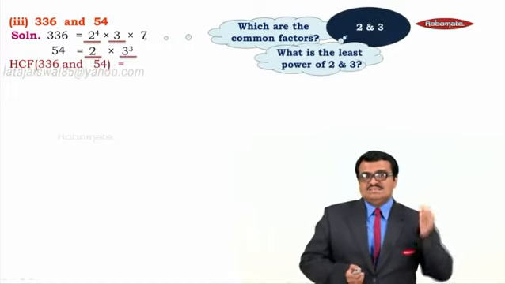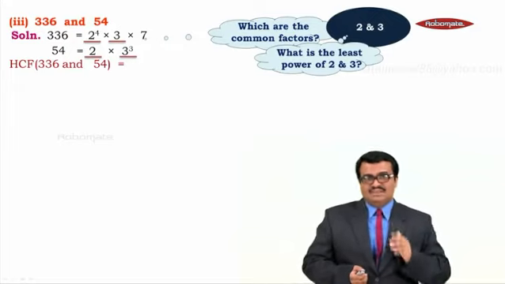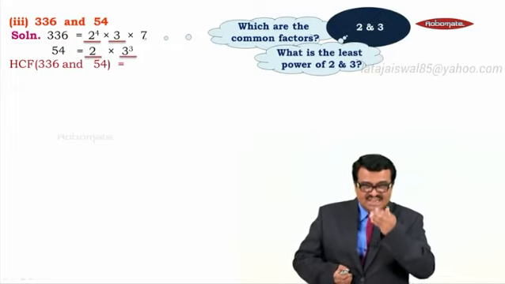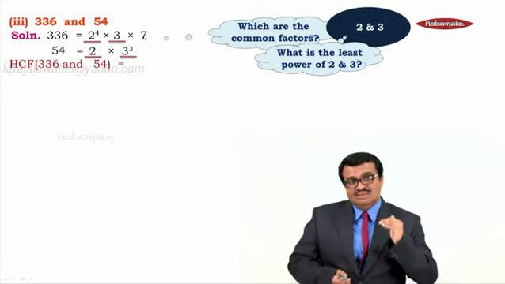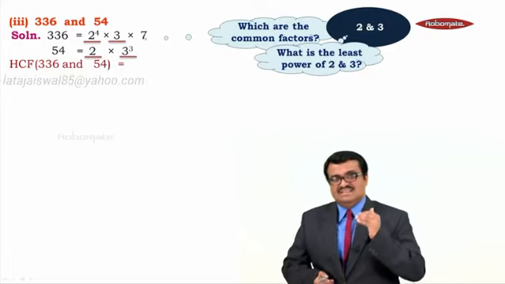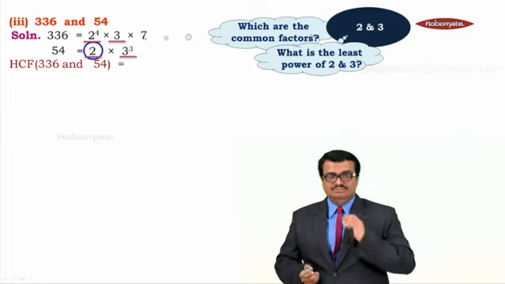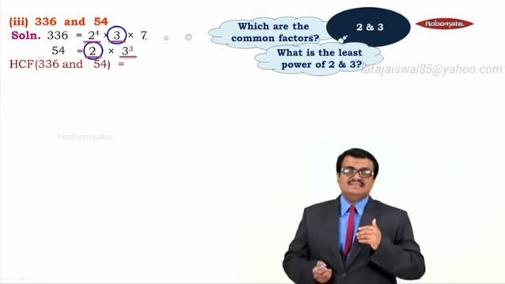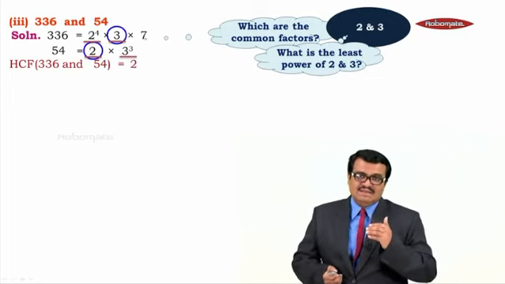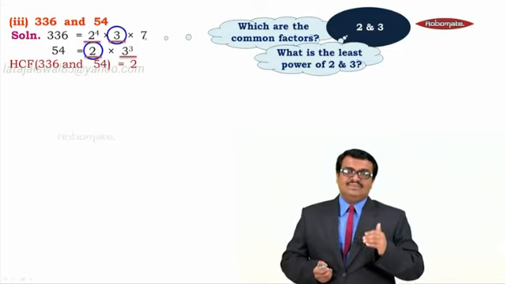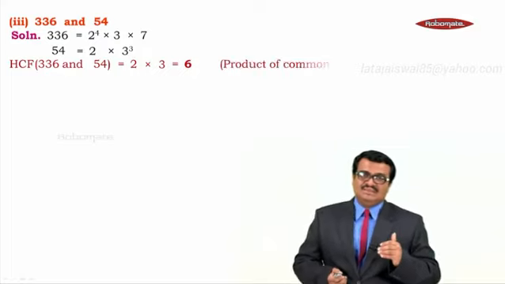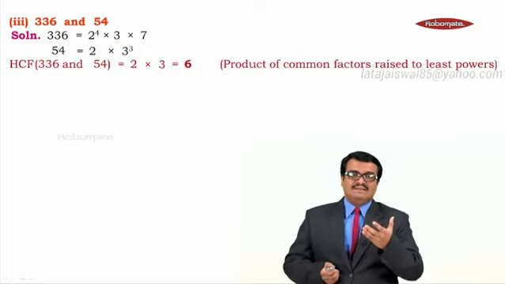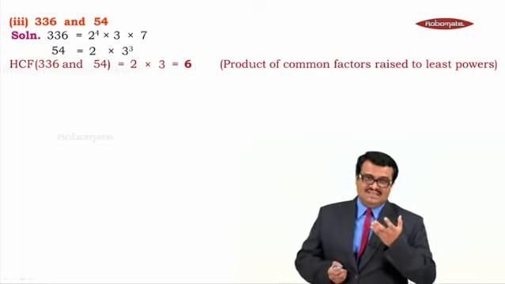Now what is the least power of 2 and least power of 3? The least power of 2, you will see it in the second number, 54, that is 2. And the least power of 3, you will see it in the first number, which is 3. The least power of 2 is 2 and the least power of 3 is 3. Okay. So HCF of 336 and 54 is 2 into 3 is equal to 6. Product of common factors raised to least powers, HCF we got.